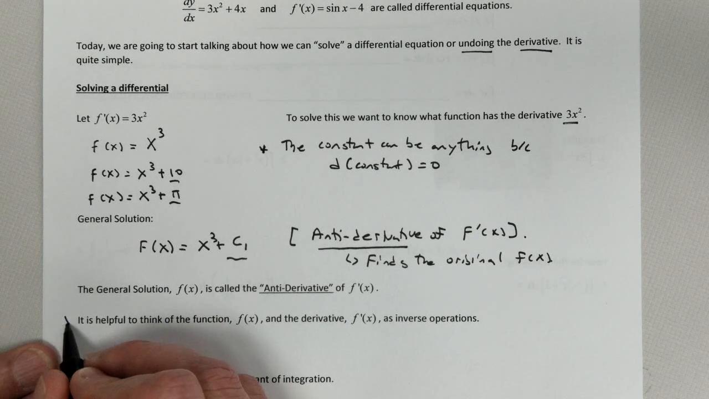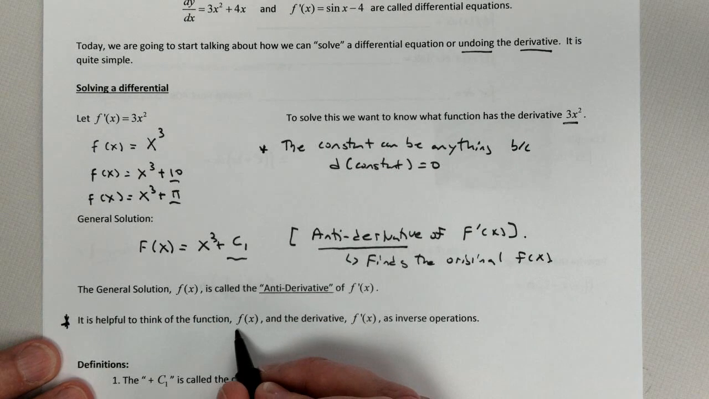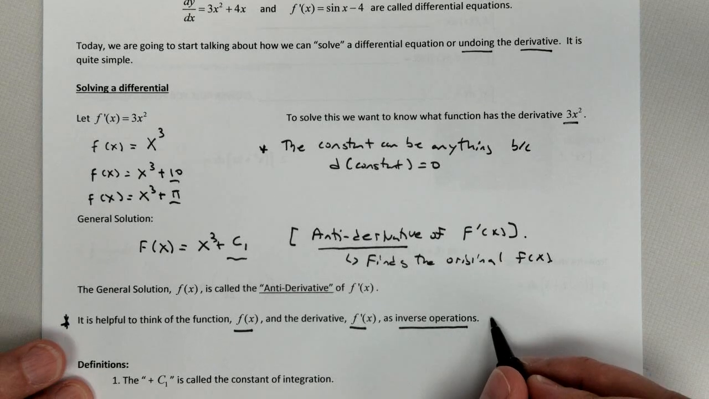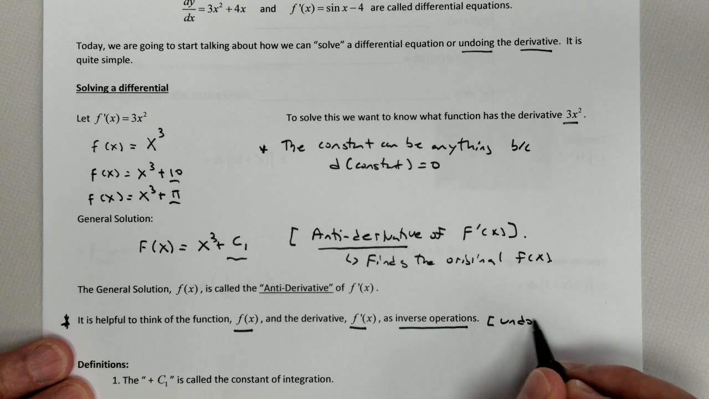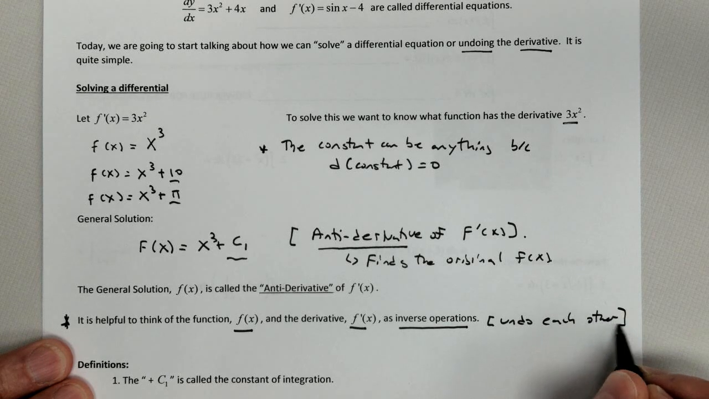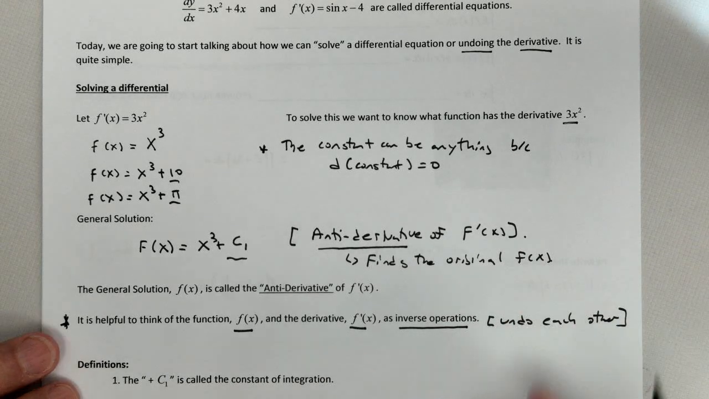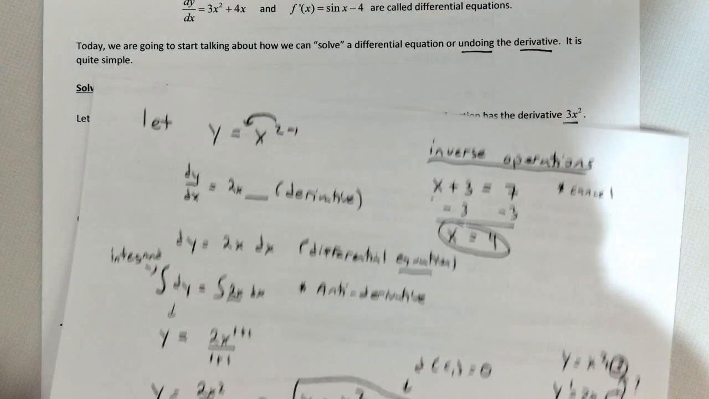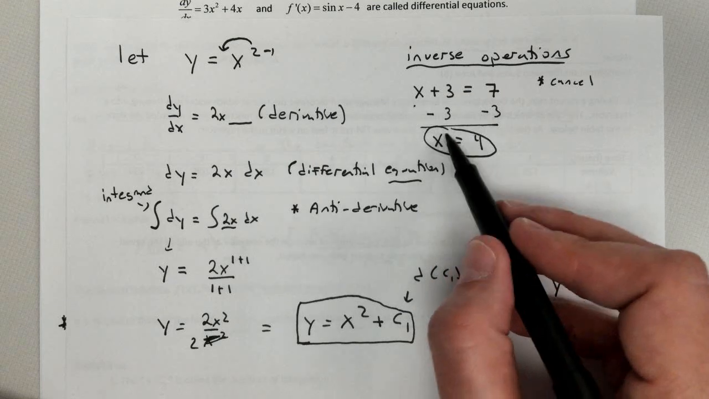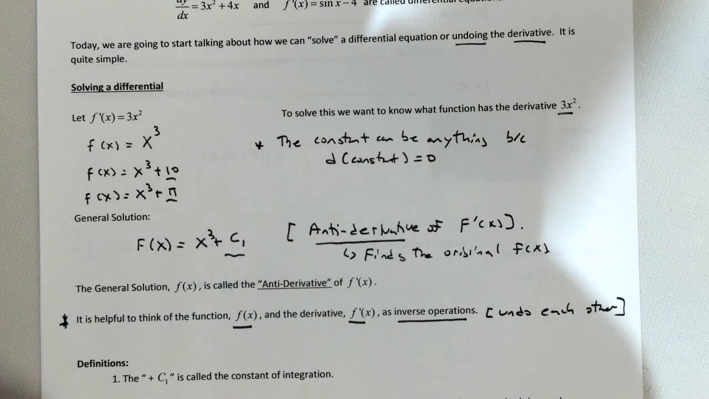This is very helpful if we think of the function and the derivative as inverse operations. In other words, they undo each other. They cancel each other out, like we saw in the example in the previous video, where we can add, what's the inverse of addition? Subtraction. They cancel each other out.